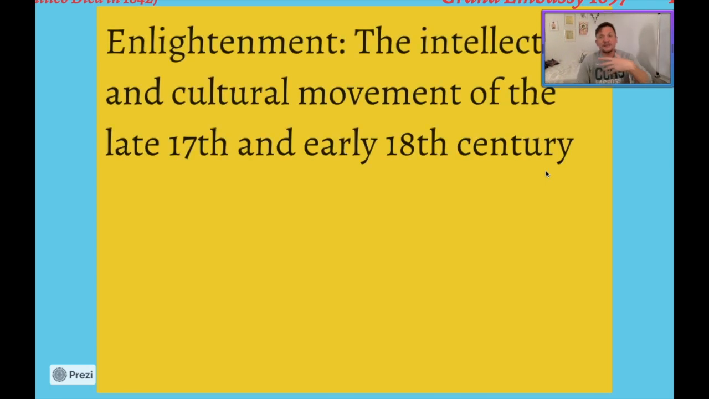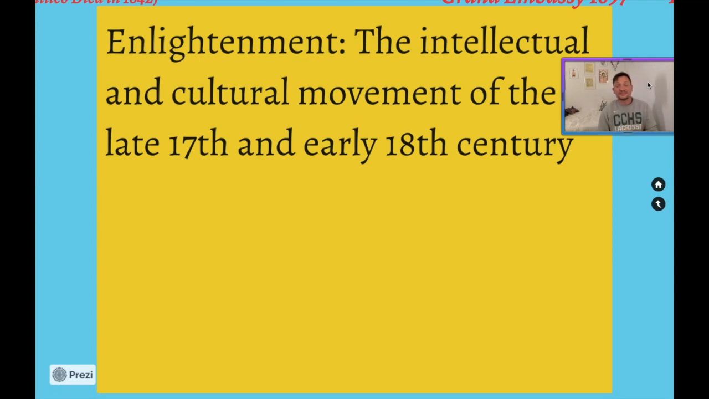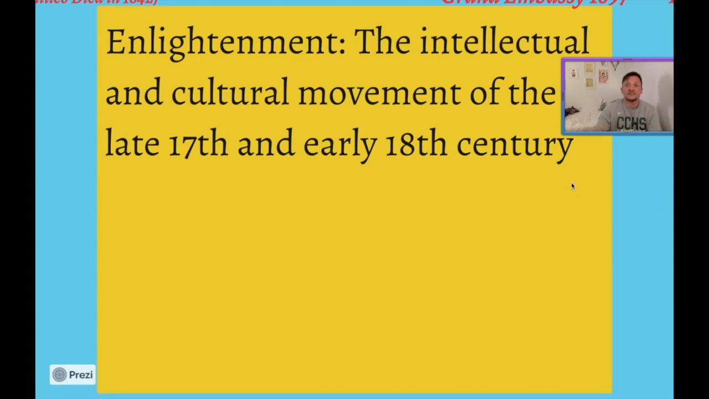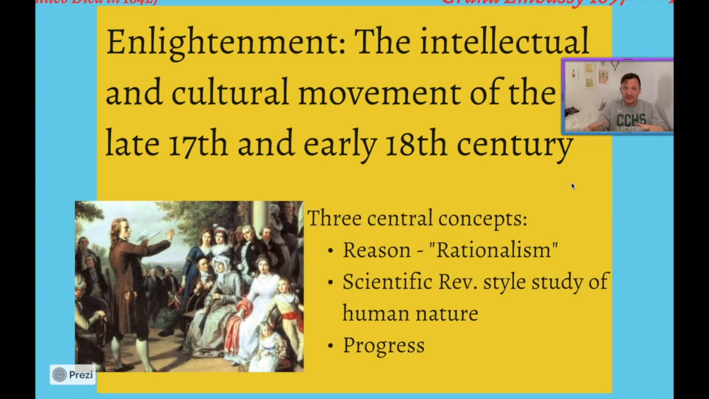So really quickly, let's talk about the Enlightenment, right? What is it? The Enlightenment is an intellectual and cultural movement of the 17th and 18th century, okay? The 17th and 18th century, of course, being the 1600s and 1700s. And what it is going to be is three central concepts that it'll all be about, right? It's going to be thinking about reason and rationalism, trying to use logic to figure out these questions about society.